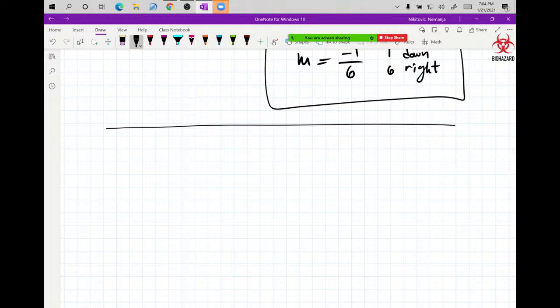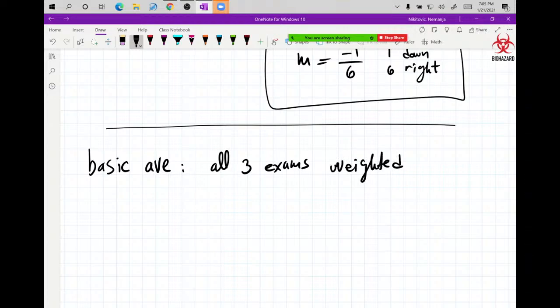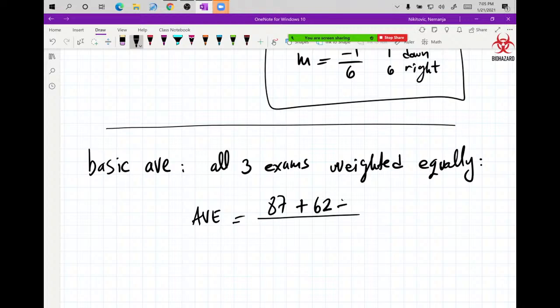The basic average, and I'll call it basic average, is, let's say all three exams weighted equally. So your scores on three tests are: your first exam 87, your second exam 62, your third exam 91, and now we just want to figure out what the average is. This is when all exams are weighted the same.